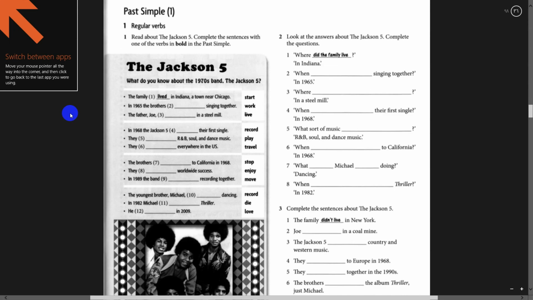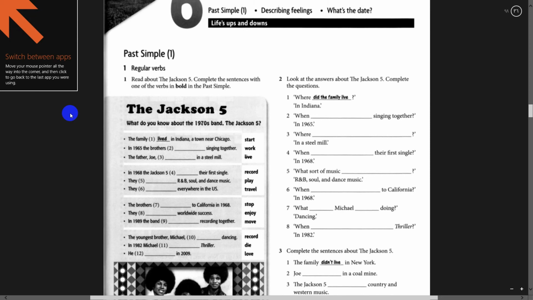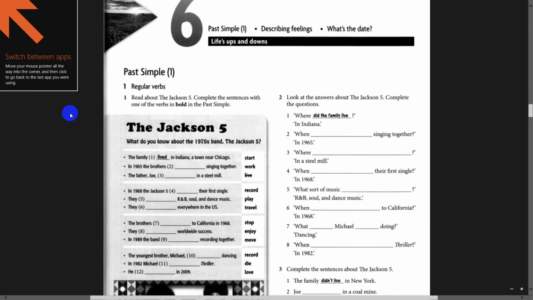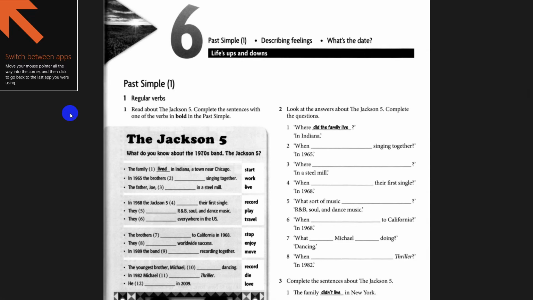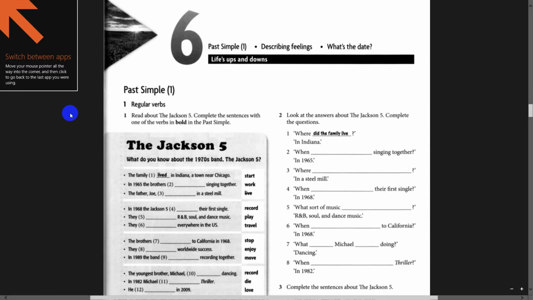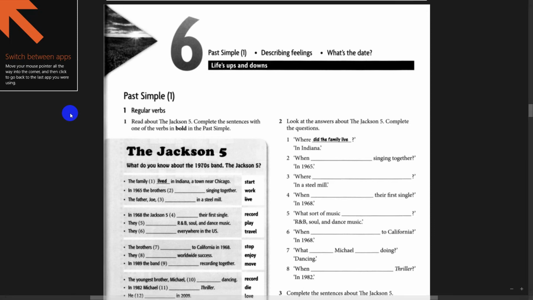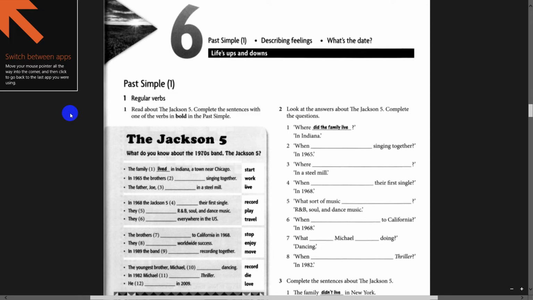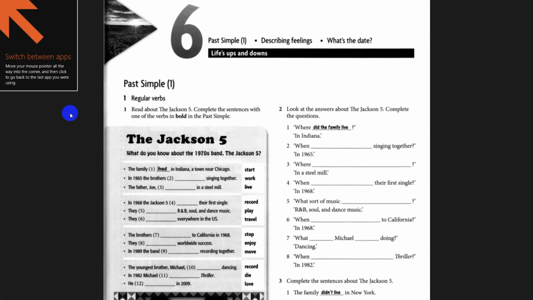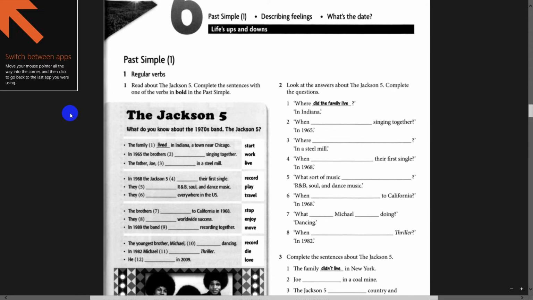Dear trainees, we get back with unit 6, and if you remember in the last lesson we were talking about the pronunciation of the ED, and I will check with you the three types of the pronunciation of ED sound.